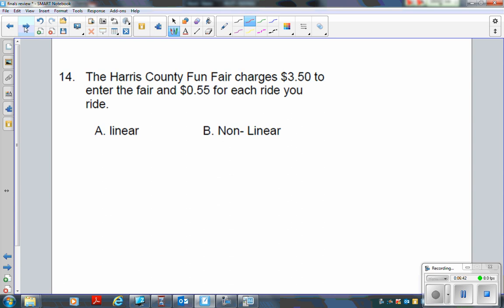Harris County Fair charges $3.50 to enter the fair, and 0.55 each. Now that one right there, that one's linear.